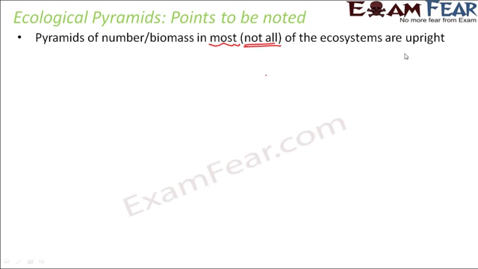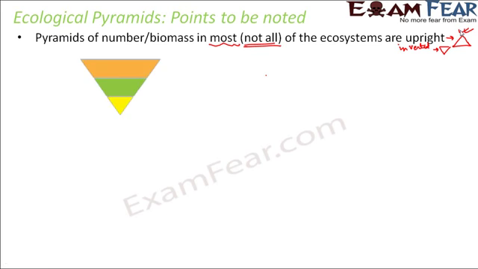An upright pyramid is one which has a bigger base. So when we say upright, it is going to be a pyramid like this. And when we say inverted, it is going to be just the opposite. So an inverted one would be something like this. Mostly it is upright for most of the ecosystems, but there can be exceptions to it. In fact, there are exceptions to it.